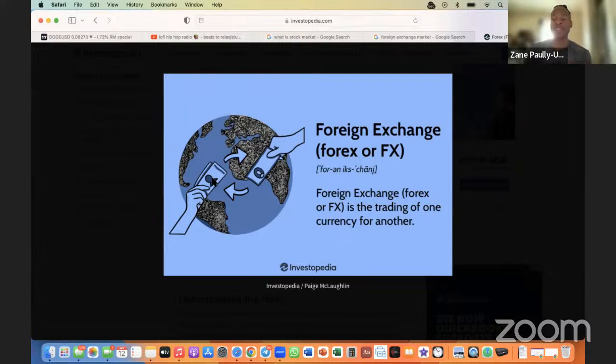Let's say for every $2 he gives, he gets €1. So that means if he gives $10, he gets back €5. That means it's a 2-to-1 ratio. So basically the dollar is worth less than the euro, because for every €1, you get $2. That means the euro is stronger and worth more than the United States dollar. Does that make sense?